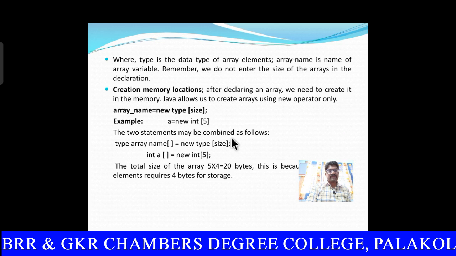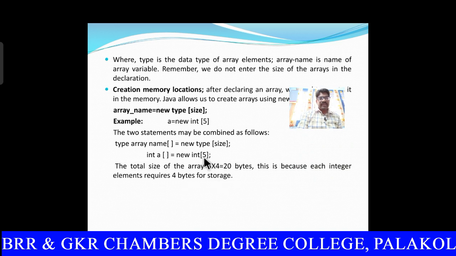The two statements may be combined as follows: type array name is equal to new type of size. Here type is the data type, so int a of size is equal to new int of 5. That means the new operator allocates some memory, that means 5 locations of memory, to this array variable. The total size of the array is 5 into 4, that means it contains 5 integers, and an integer takes 4 bytes, that is equal to 20 bytes.